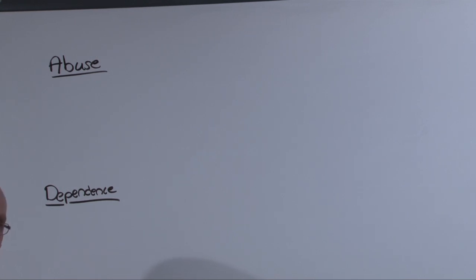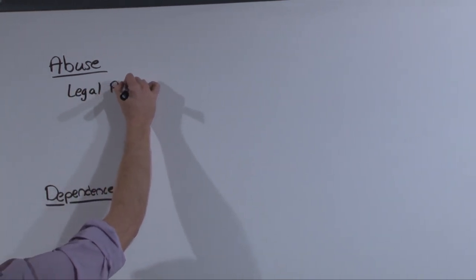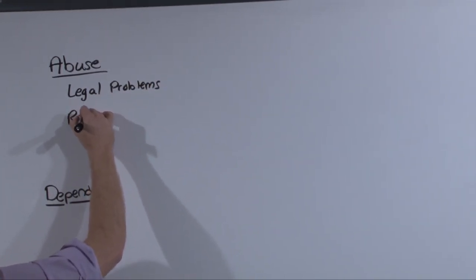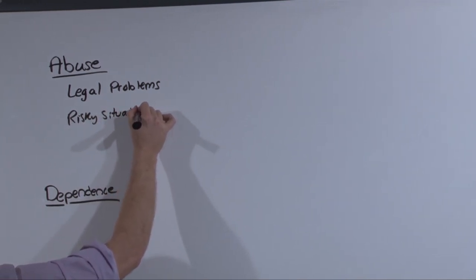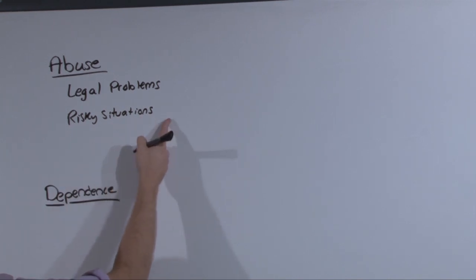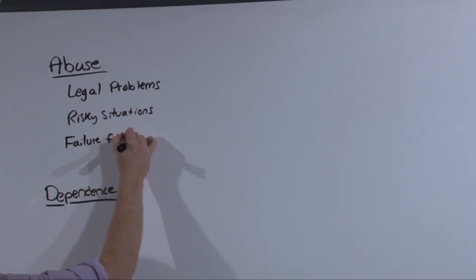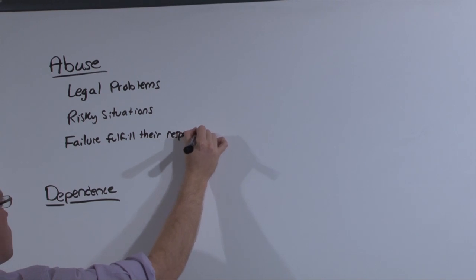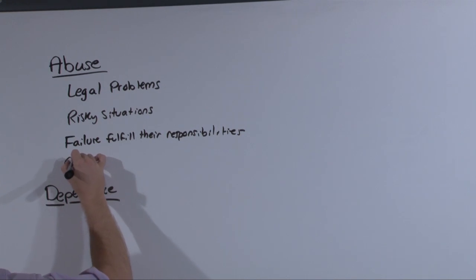So examples of abuse are patients who have legal troubles because of their use. They put themselves in risky situations, going into bad neighborhoods or having sex for drugs. They have a failure to fulfill their responsibilities. And they continue to use despite these problems.